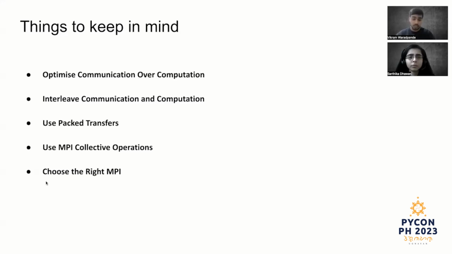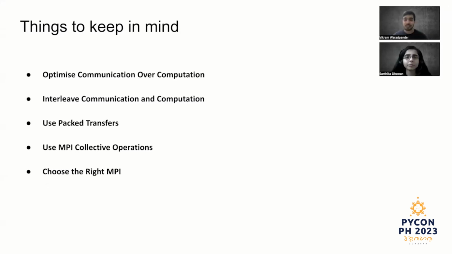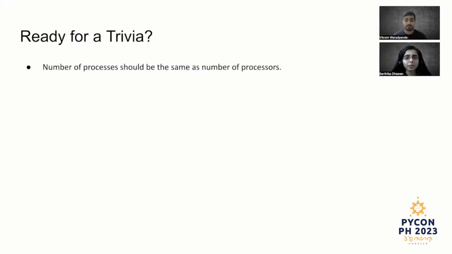Now I'll hand it over to Sarthika for a quick trivia. Yeah, so now let's get ready for a trivia. How this will go, we will present you some statements and there will be binary answers, either true or false. We will pause for 5 seconds for you to think on the answers and then we will reveal the answers. The first statement is: number of processes should be same as the number of processors in MPI.